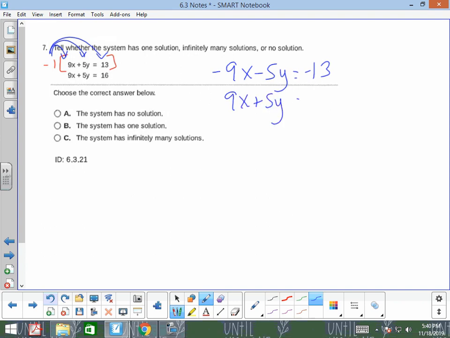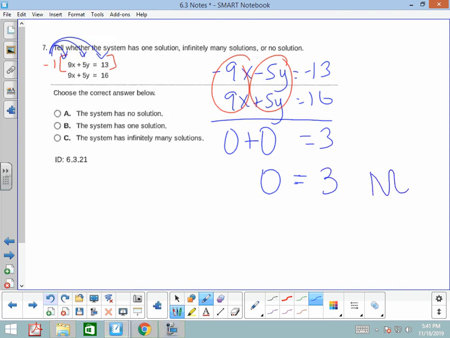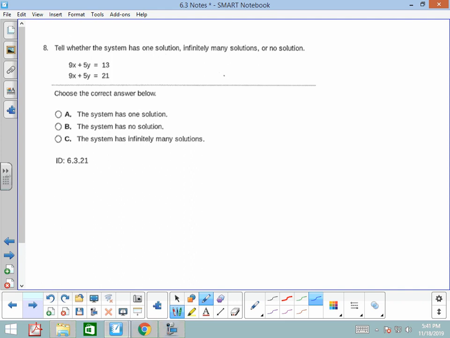Now what happens is both x terms and y terms eliminate. If they both eliminate, they're both 0. So 0 plus 0 is 0. On the other side, this is 3. Does 0 equal 3? No, it does not equal 3. So this is no solution. Okay? All right, number 8.